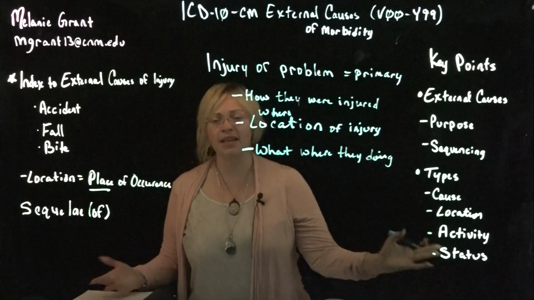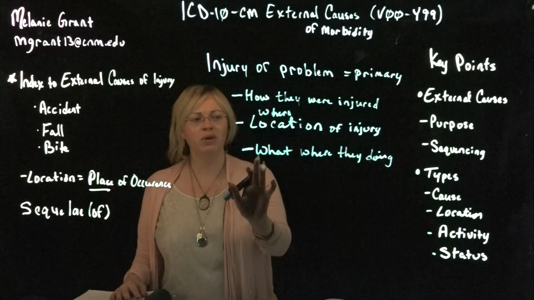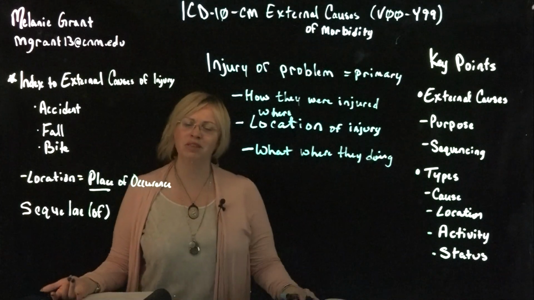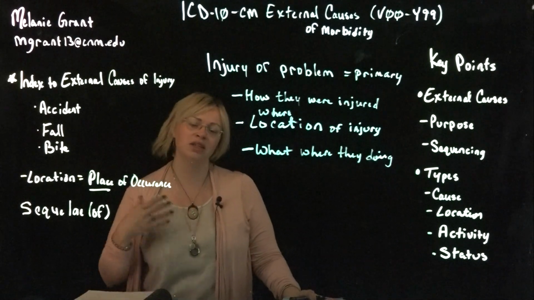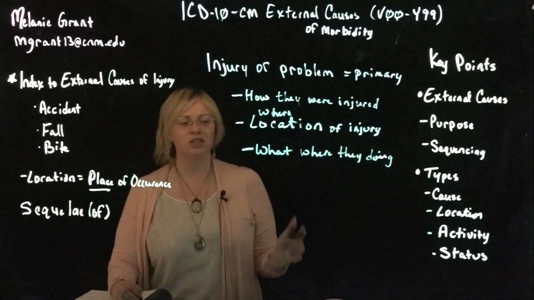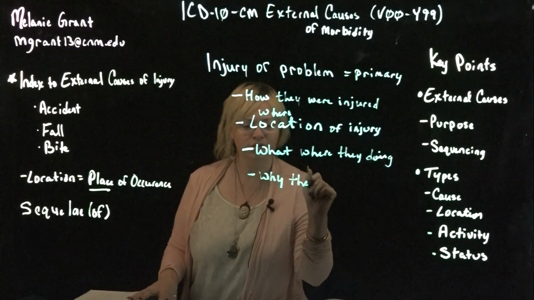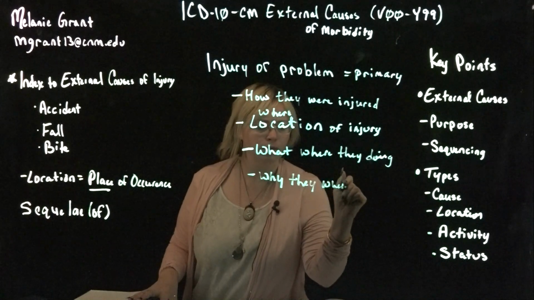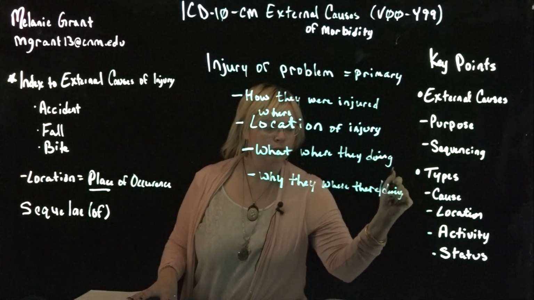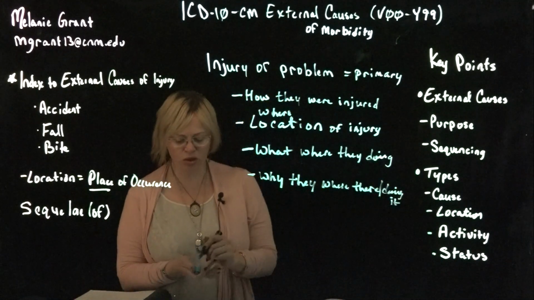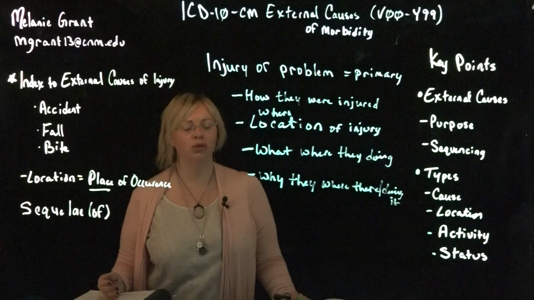The last one is the status. And when we talk about status, we look at what they were doing when they were injured, where they were at, and we say, was it something that they were choosing to do? Or was it something that they were getting paid to do? Were they doing this as a military or non-civilian? And so status is talking about why they were doing it. And so we have status such as recreational, and we have status such as military and work. And so all of that information goes in here.